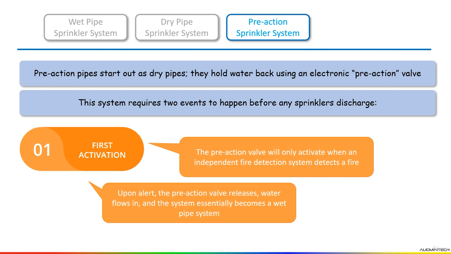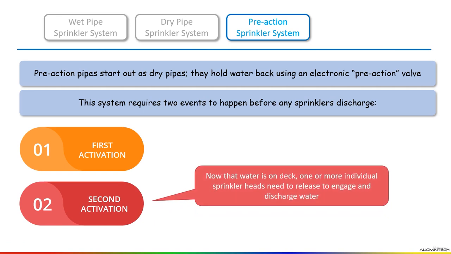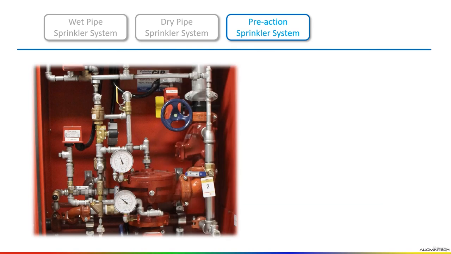Now I have discussed that this system requires two events to happen before any sprinkler starts. First activation I have already discussed. Now see the second activation. Now that water is on deck, one or more individual sprinkler heads need to release to engage and discharge water. Here some arrangement of pre-action sprinkler system is given. Here we have a pressure gauge. You can see the pressure gauge. All this arrangement and different types of fittings are given.